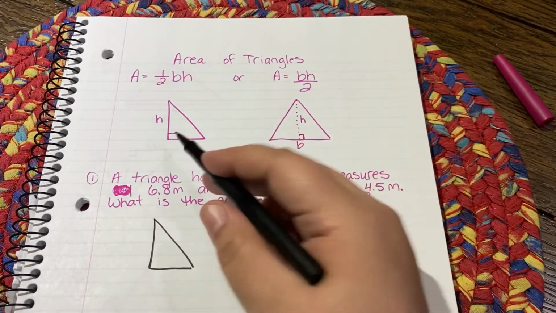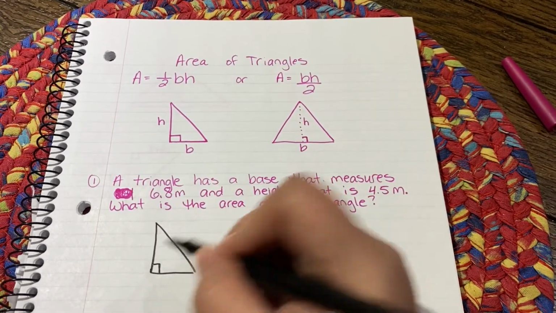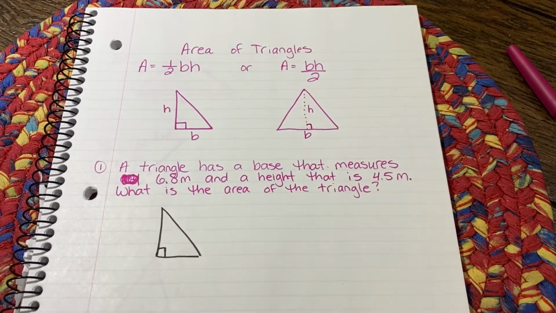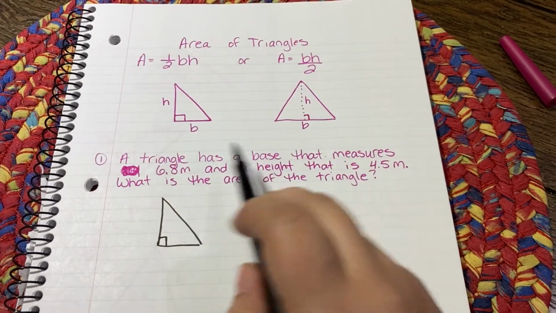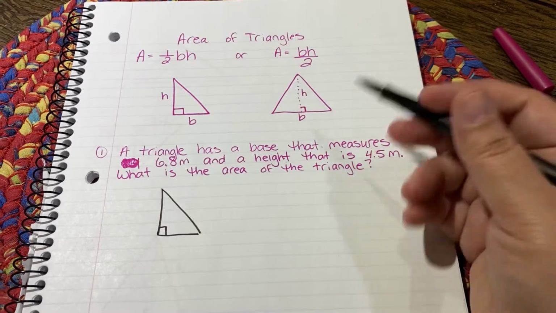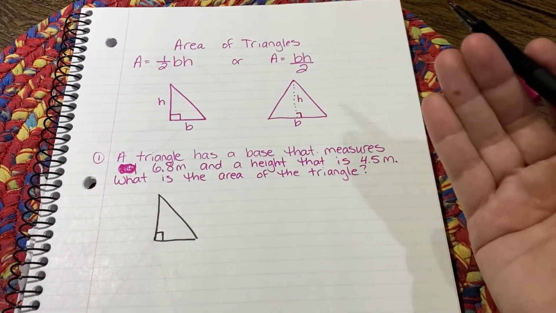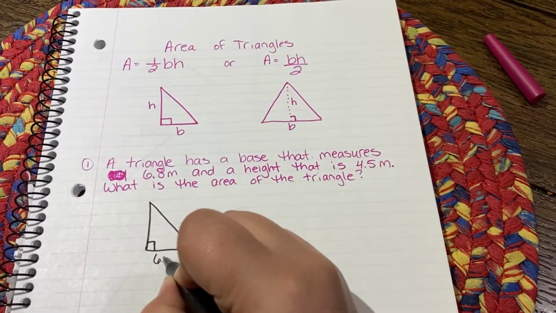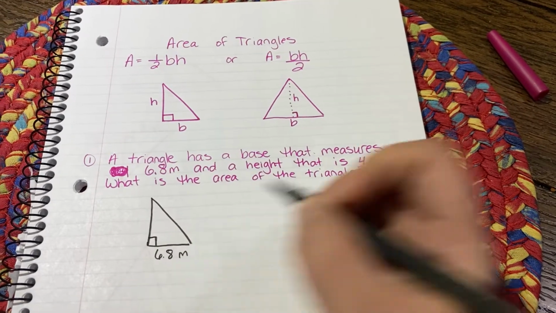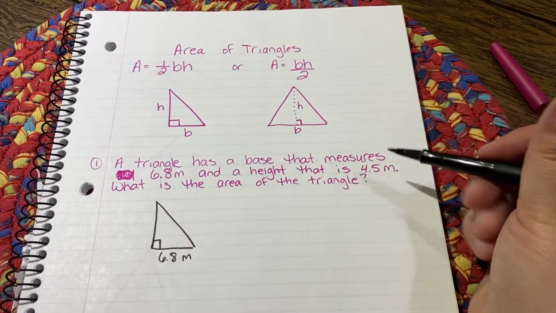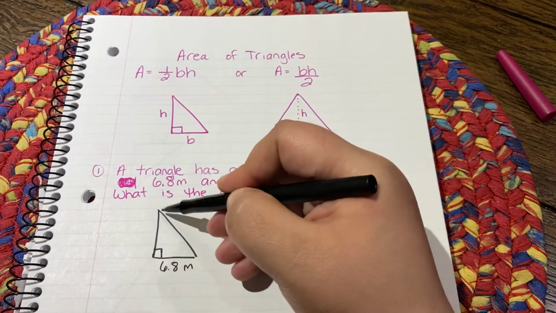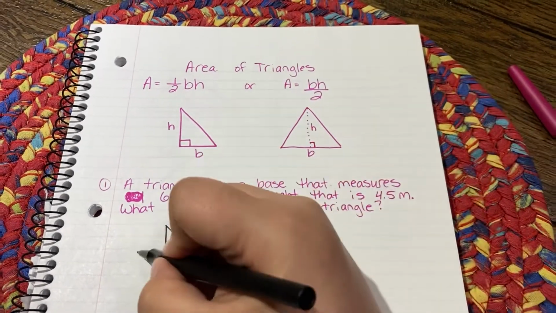I'm going to go ahead and label where my right angle is, because I know my base and my height have to be the two sides that form it. And then it says the base is 6.8. So the base, to me, when I think of base, I think of the bottom. So I'm going to say 6.8 meters. And then the height is obviously how tall it is. So that's this length right here, not the slanted side, 4.5 meters.